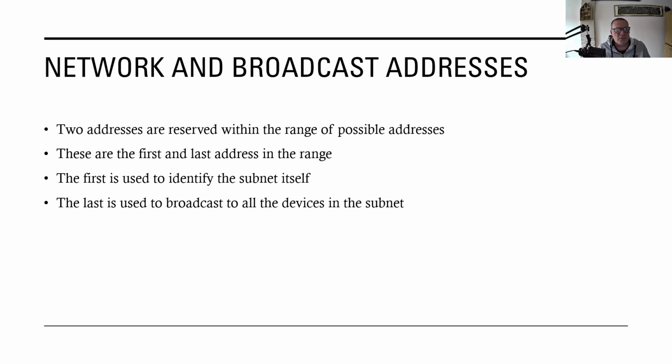So those two addresses that are reserved and have special uses are the first address and the last address. The very first one, the 0, and the very last one, 255. Those two have particular meanings. The first one is used to identify the subnet itself. The 0 value is just used when you want to refer to the entire subnet and not an individual device within that subnet. And the last one is used when you want to actually communicate with all of the devices in the subnet.